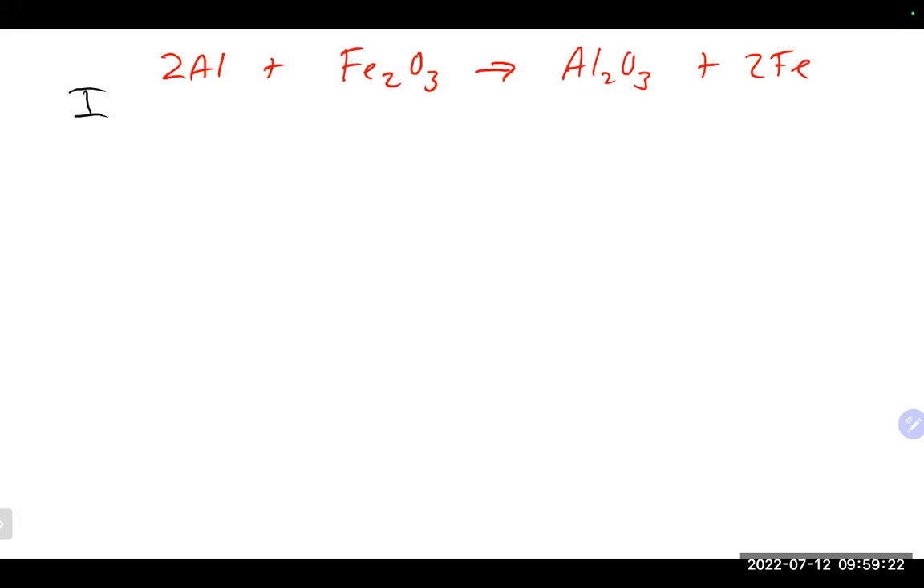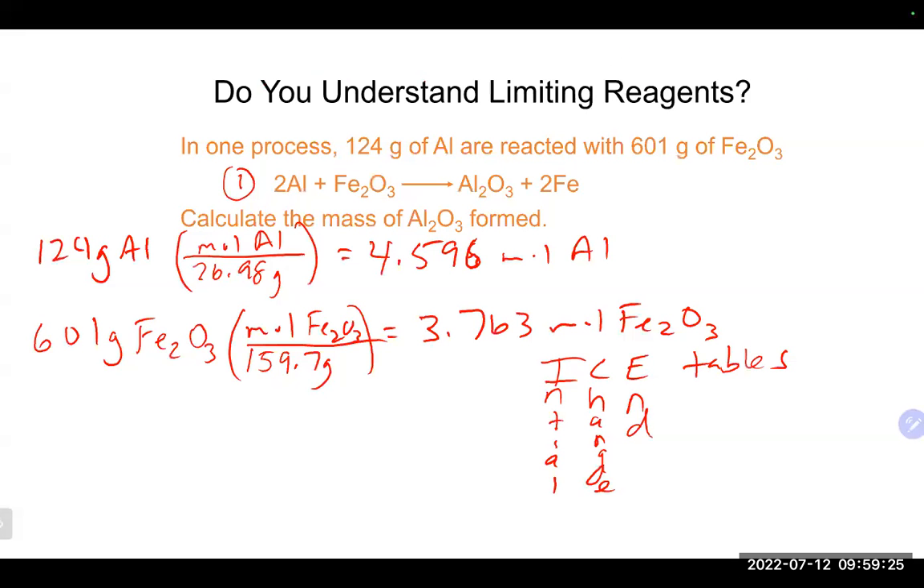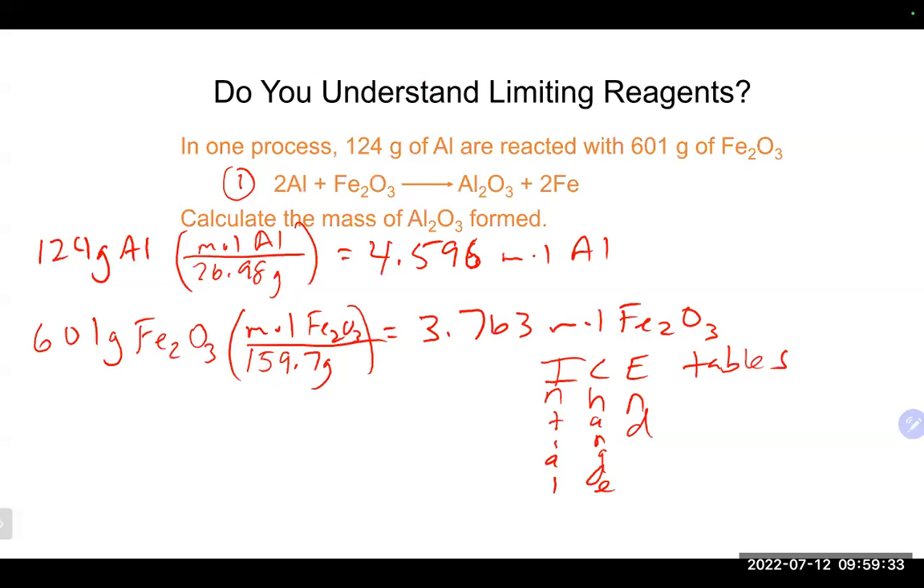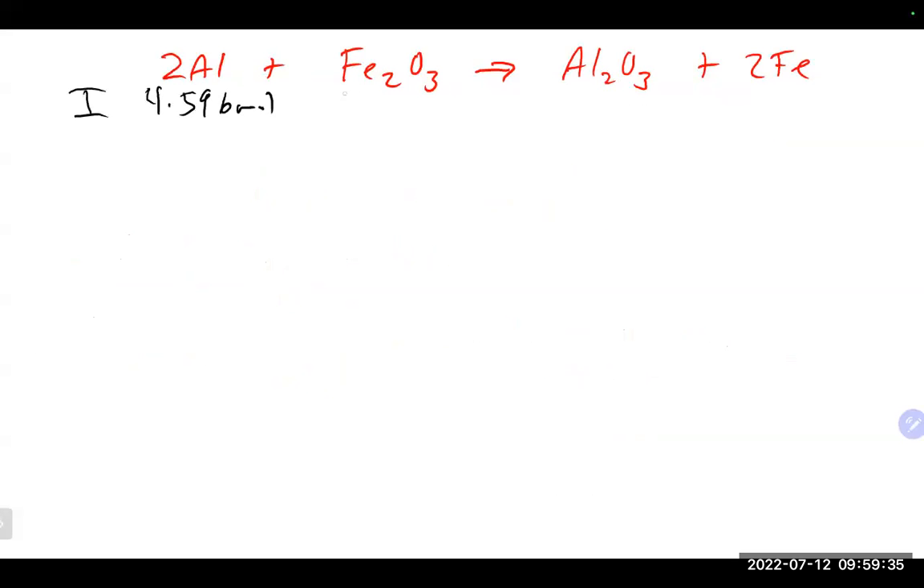So initially for our aluminum, we had 4.596. Iron(III) oxide, 3.763. And initially we could safely assume that we have none of our products. So nothing of our products is made. We have just our reactants at this point. So these are our initial moles of our reactants.